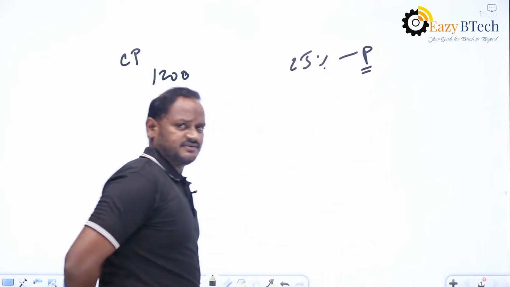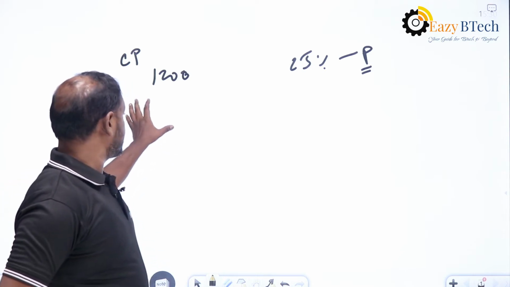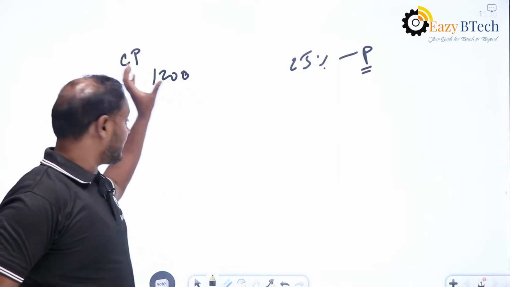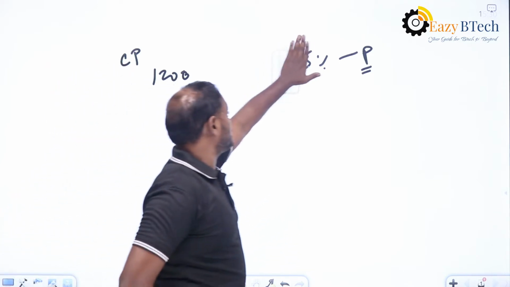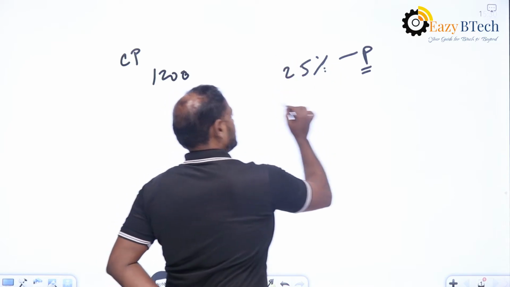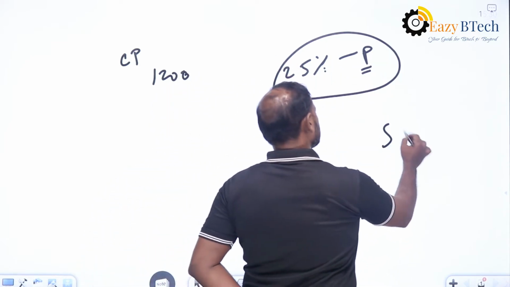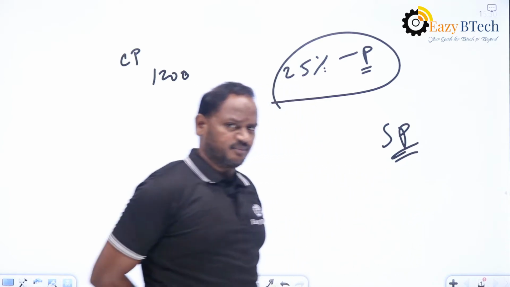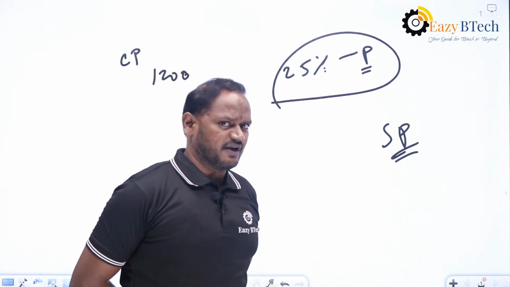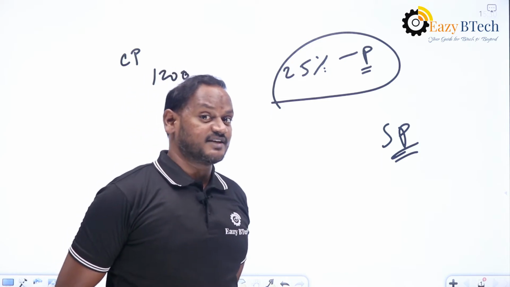25% profit. Understand the question, that is very important. He has given the cost price as 1200 rupees. I bought an article for 1200 rupees and sold it for 25% profit, not loss, and find the selling price. That is the question we have. We need to get the selling price value. He has given the cost price value and the profit percent. I need to decide the selling price, yes or no?